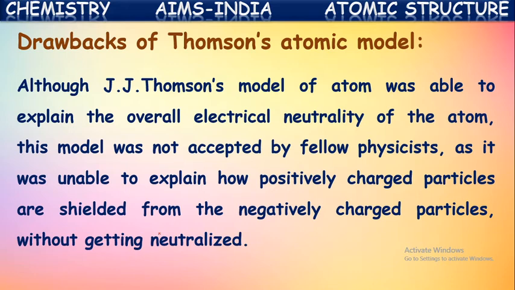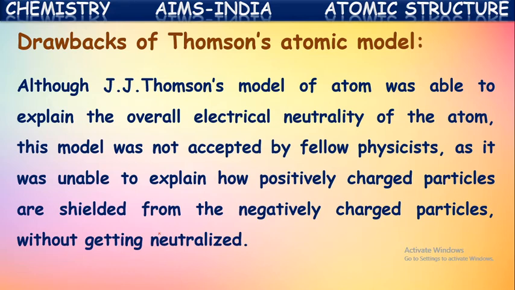Now, this model was not accepted by fellow physicists. Even though the explanation was given, it was not accepted as it was unable to explain how positively charged particles are shielded from the negatively charged electrons without getting neutralized. He considered that the negatively charged electrons are embedded in the positive mass. If the positive mass and negative particles are together, then they should be neutralized. When two opposite charged particles are together, they should be neutralized. But it is not happening.